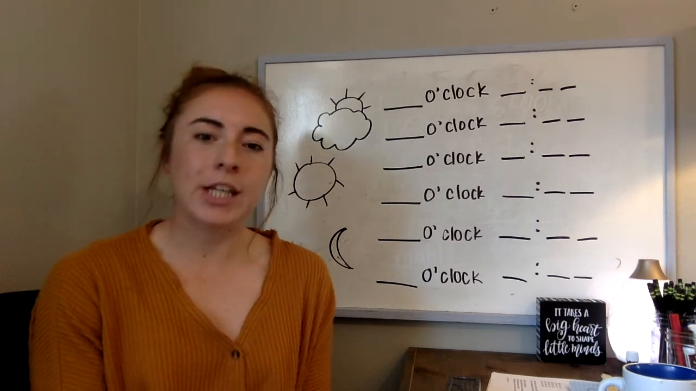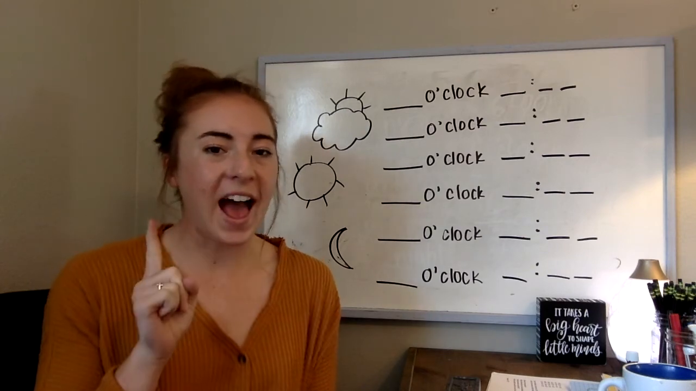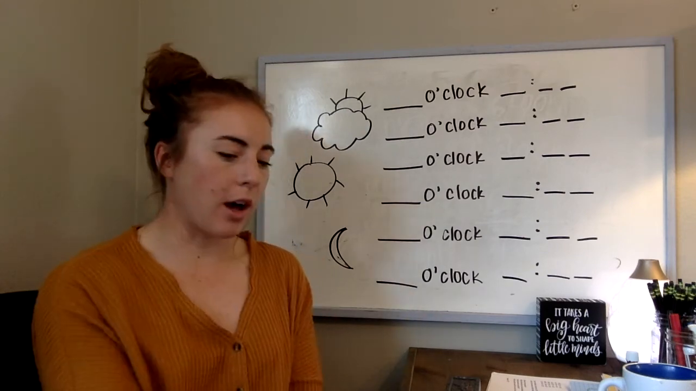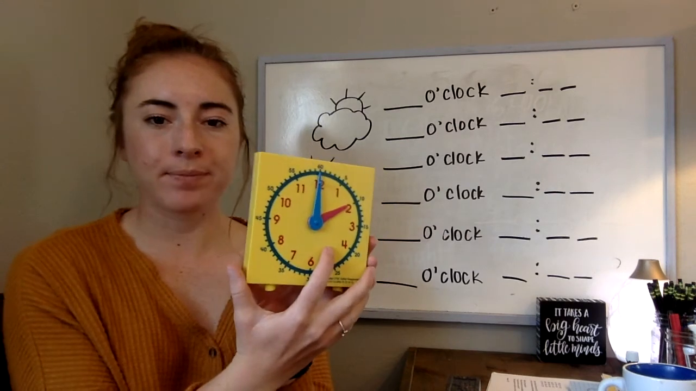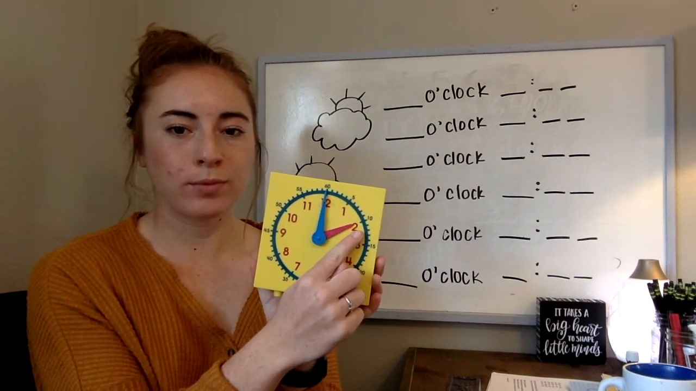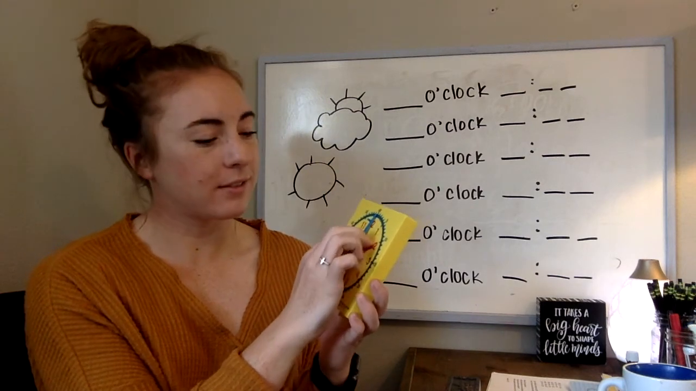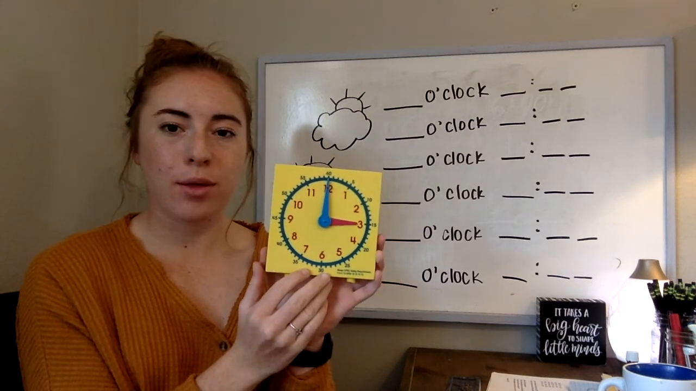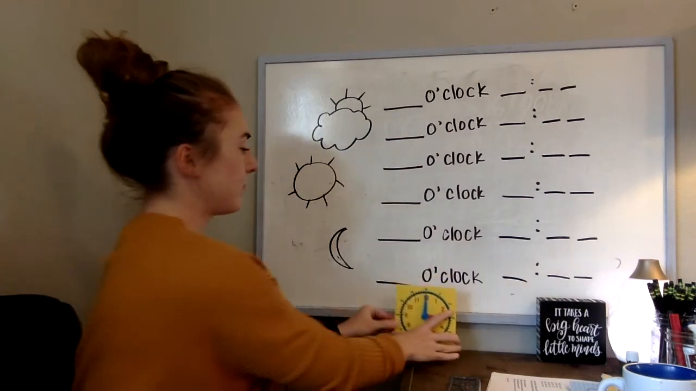Now, boys and girls, can you tell me what is 1 hour after 2 o'clock? So remember my clock. What is 1 hour after 2? 3. You're right. 3 o'clock. Let's write that.